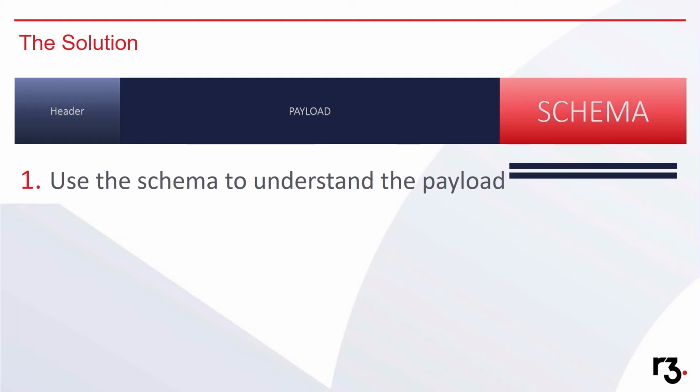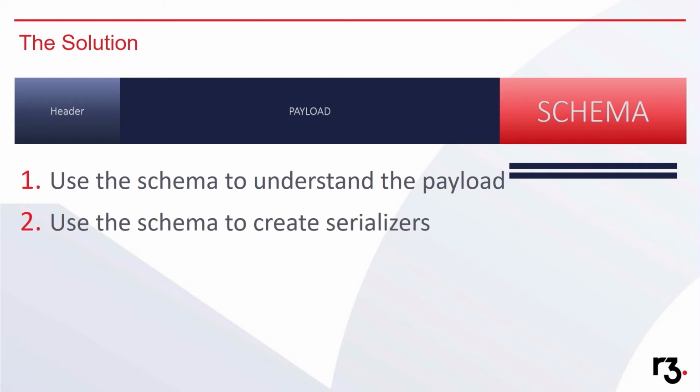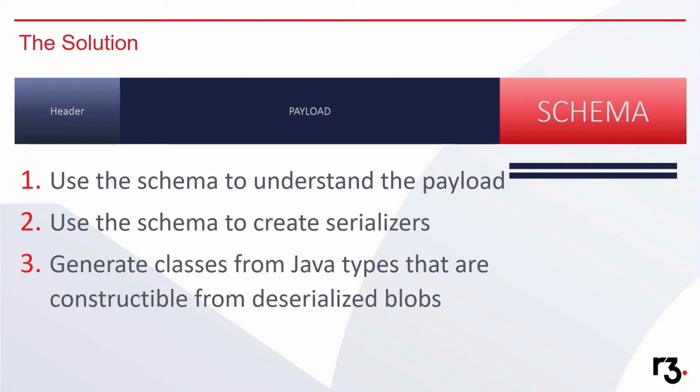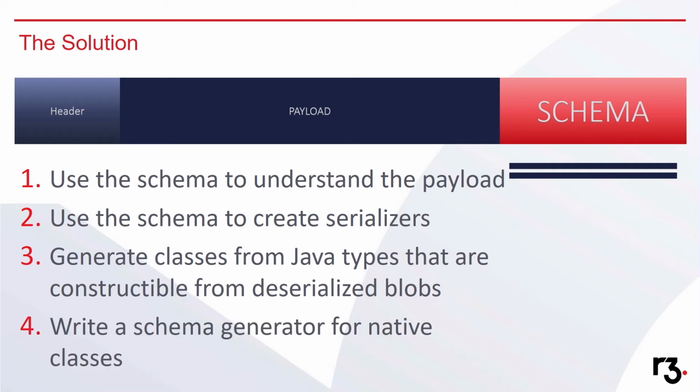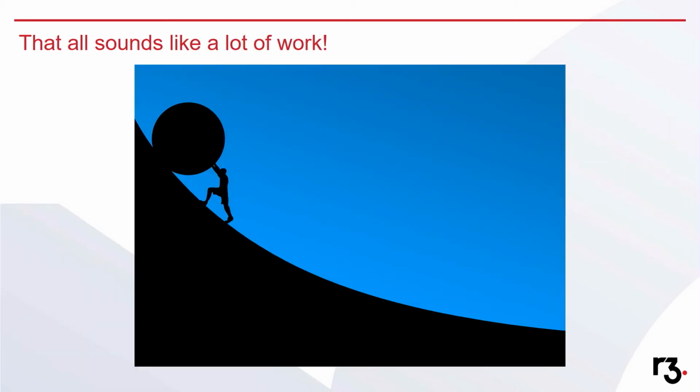So what's in the schema? Well, we can use it to understand the payload. If we can understand the payload, we can create some serializers, just as we did previously. We can then generate classes from our Java types that are constructible from deserializable blobs. Finally, we can write a schema generator to generate native classes that are fingerprintable, that we can then send into the Java side. However, I know everyone is thinking, that is an awful lot of work. And trust me, it is, because I started doing this and I am still hacking away.